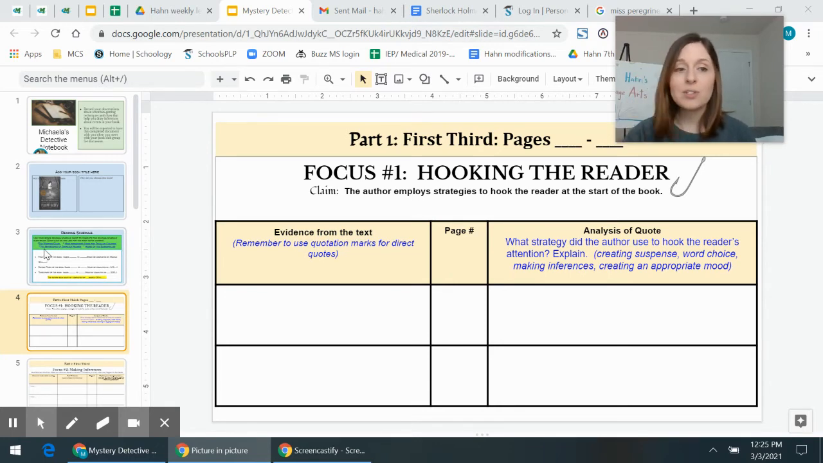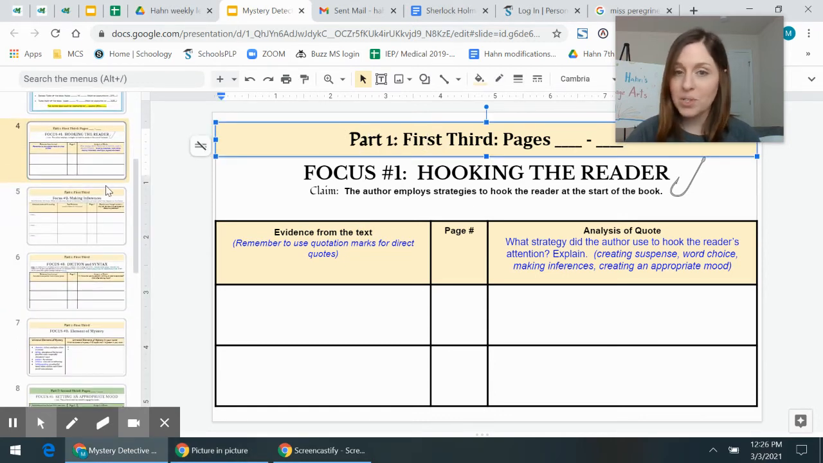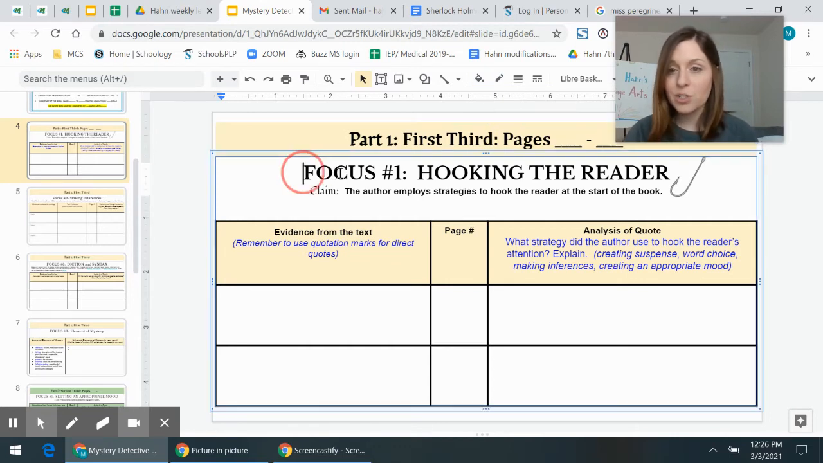So your first slide, aside from your intro slides, is a slide about hooking the reader. For each slide, it'll say what part of the book we're writing about. All of these yellow slides are about the first part of the book, the first week. We're dividing our book into 3 chunks, so this is the first third of the book, let's say pages 0 to 70, maybe if you're reading the West End game. And for each slide, there's a focus, a skill that we're focusing on. The first skill we're focusing on is hooking the reader.